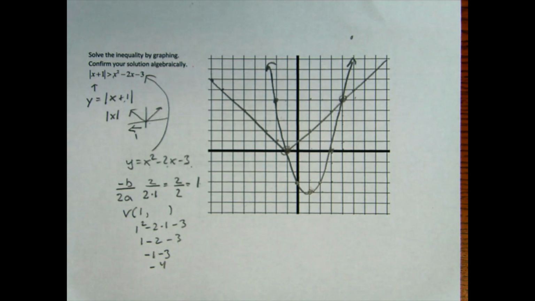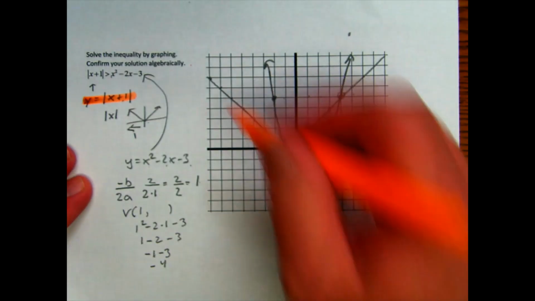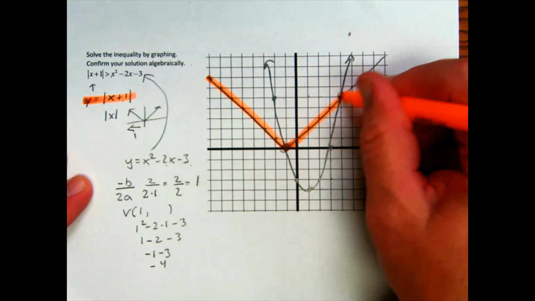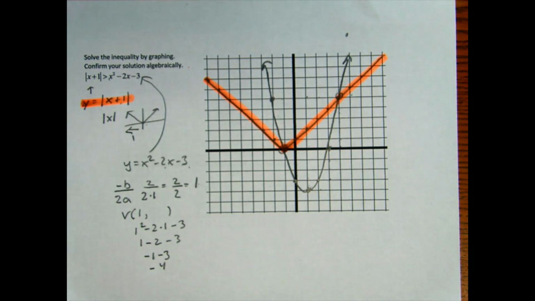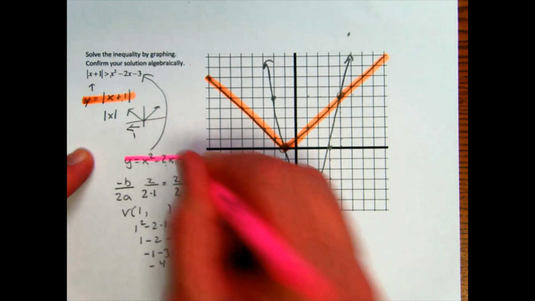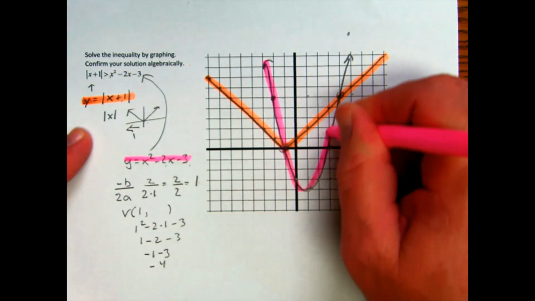So let's color code this here. y is equal to the absolute value of x plus 1. That was this here. y is equal to x squared minus 2x minus 3. That's this right here.